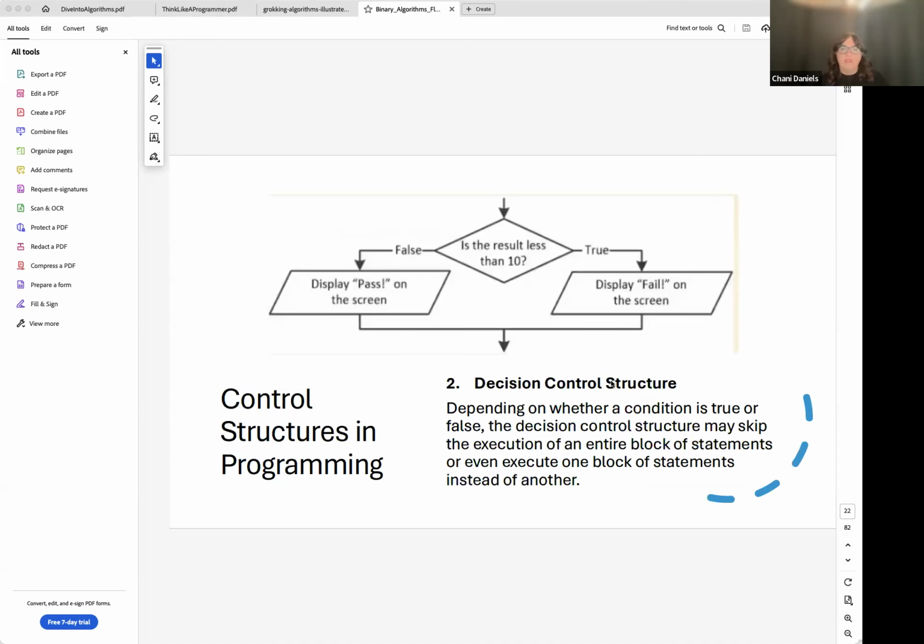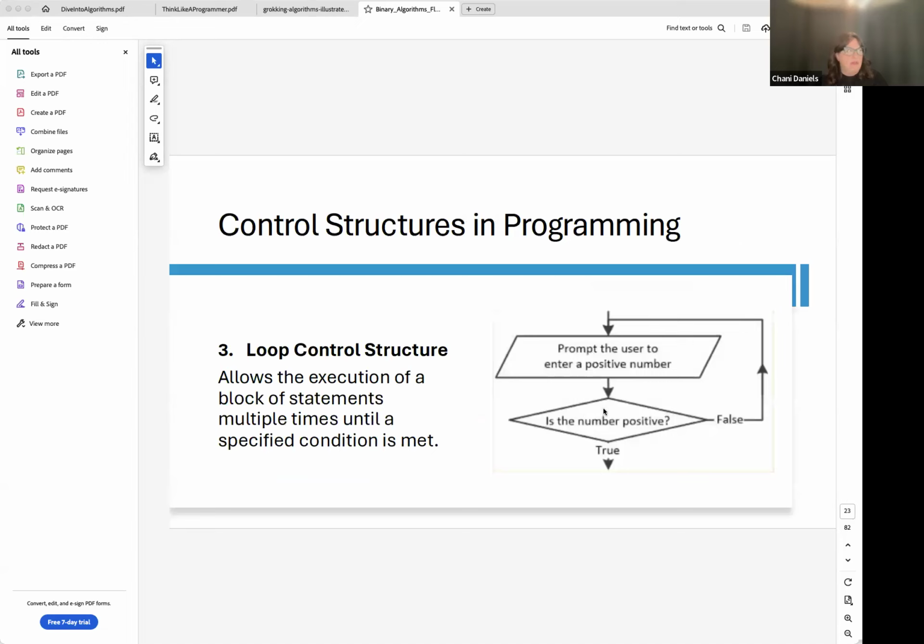Then you have your decision control, where you're having your diamond shape, where you're making the decision: is this true or not, right? And then you're going to go one way or the other, depending upon what the output is. And the last is a loop control. We're going to be discussing these structures further going on. I just want you to see how these structures are being displayed as a flowchart, okay?